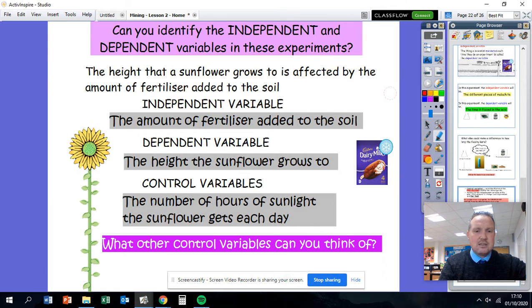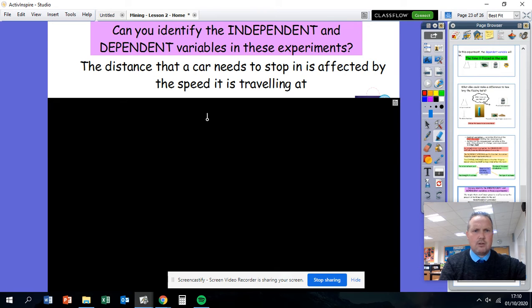But what other things might make a difference to how tall the sunflower grows? Well, it might be the number of hours sunlight that the sunflower gets. So I need to make sure that every sunflower gets the same amount of sunlight. You might be able to think of some other things that would make the sunflower grow taller. I need to keep all those things the same, and those are my control variables. So anything else that could affect the height the sunflower grows to, I need to keep the same.